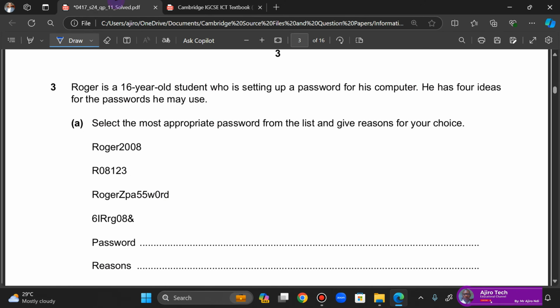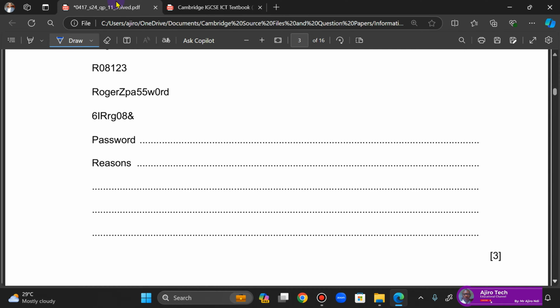Now let's go back to this. Looking at this, what do you think should be Roger's appropriate password from the list? Okay, so this is what I'm going to choose: 6LO8N. And the reason for this is it is a strong password. It is hard to guess.